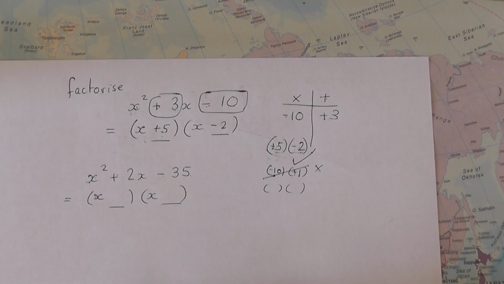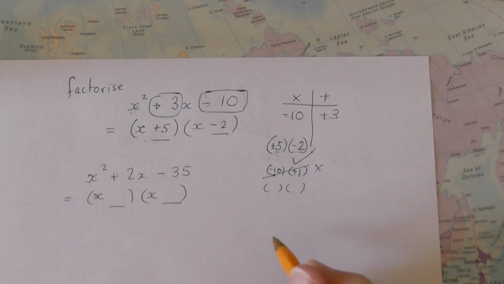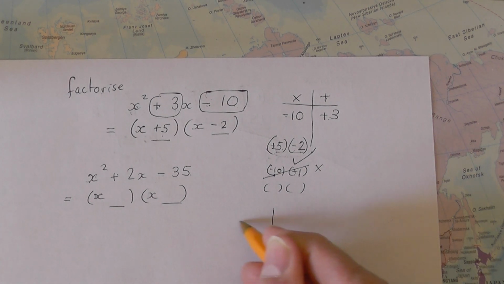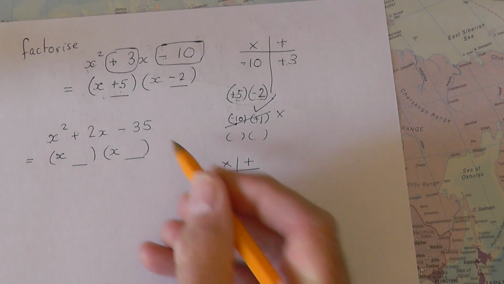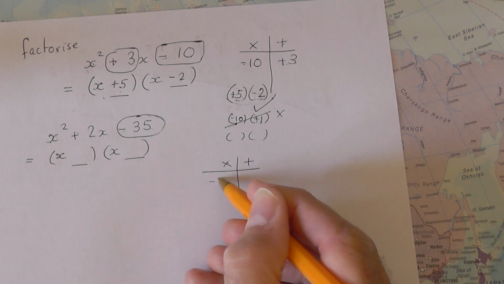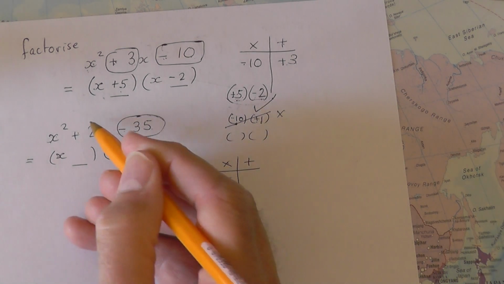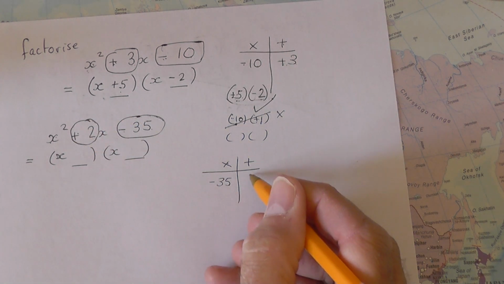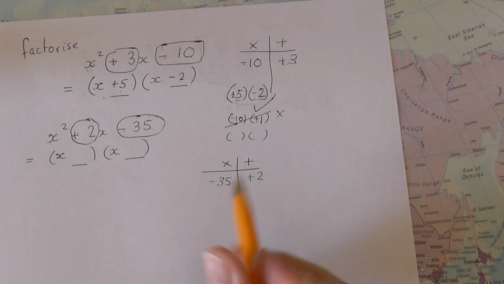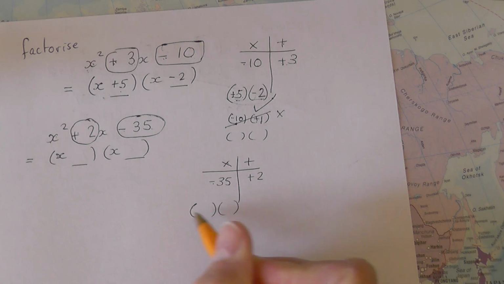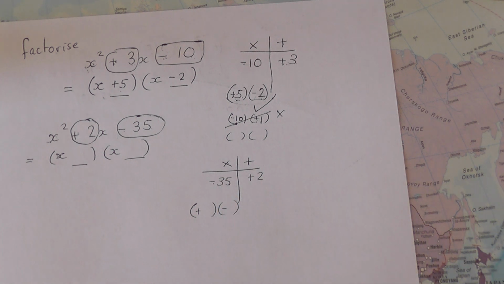How do I find the two numbers? Well, we set up over here a little table. I'll just put it underneath here. Times and a plus. Underneath the times sign is the number on the end, negative 35. Underneath the plus sign is the number in front of the x, plus 2. I'm looking for two numbers that multiply to give minus 35. Well, they must be opposite signs to give a negative answer when you multiply. So that's a certainty. You could put the minus first, it doesn't matter.